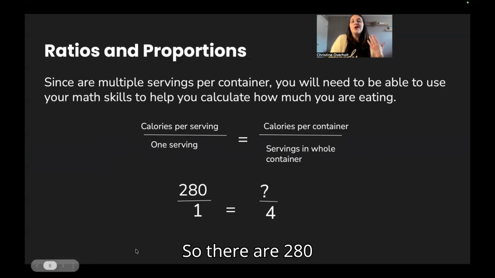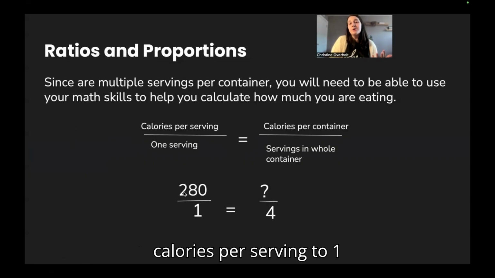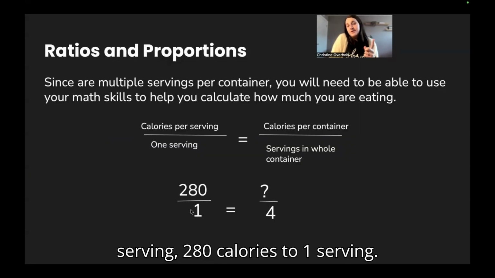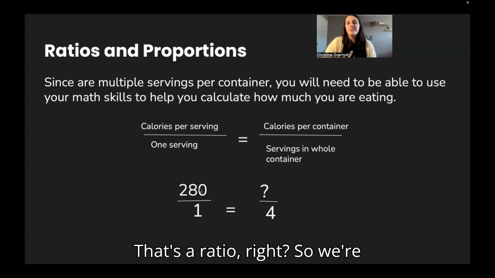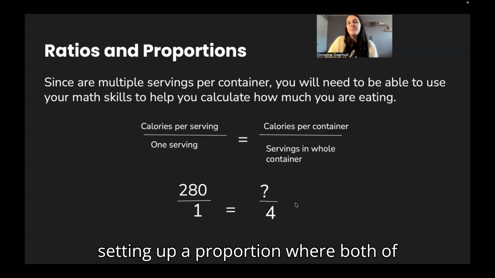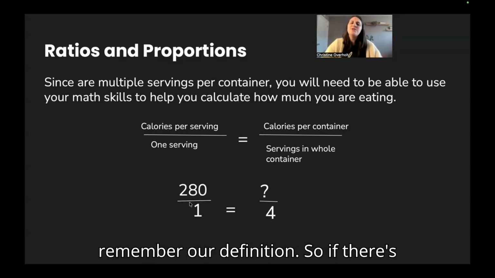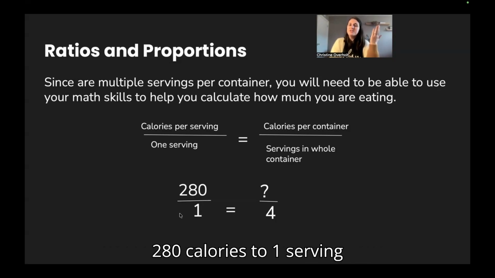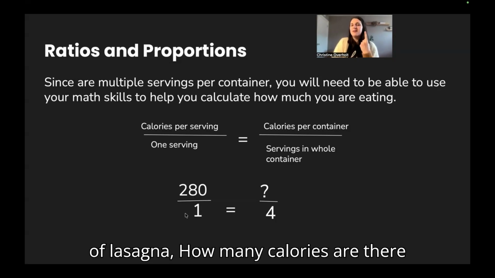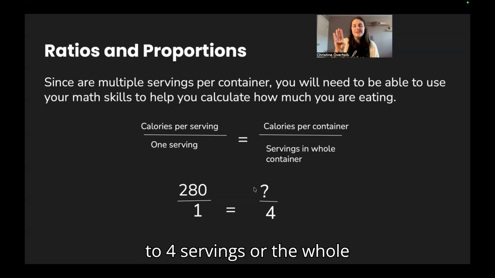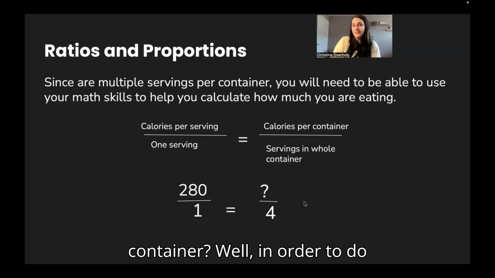So there are 280 calories per serving to 1 serving. 280 calories to 1 serving. That's a ratio, right? So we're setting up a proportion where both of these ratios need to be equal, if you remember our definition. So if there's 280 calories to 1 serving of lasagna, how many calories are there to 4 servings or the whole container?